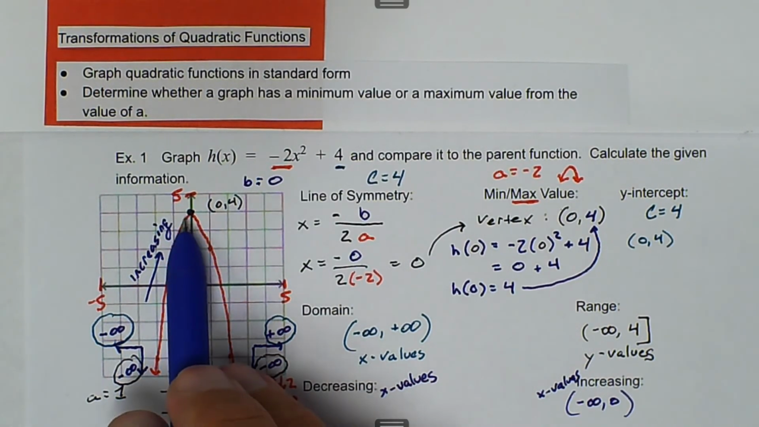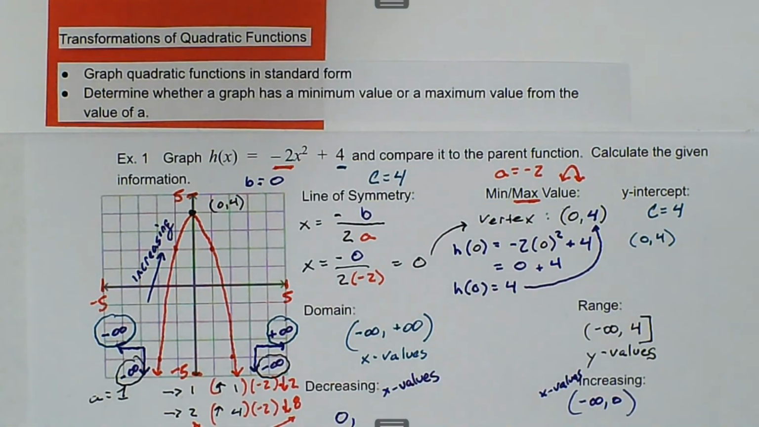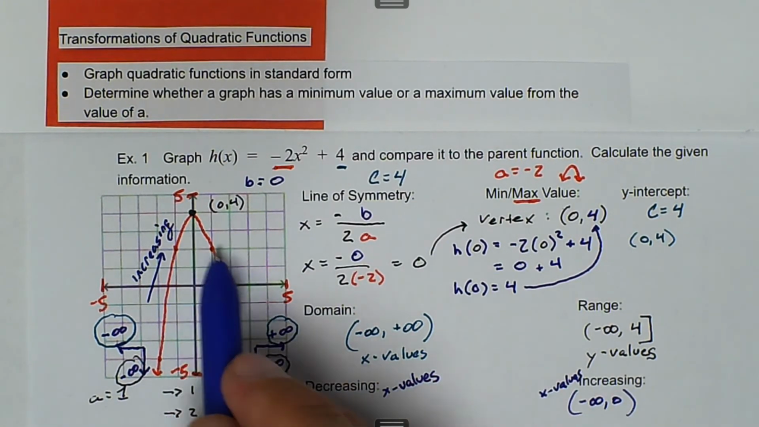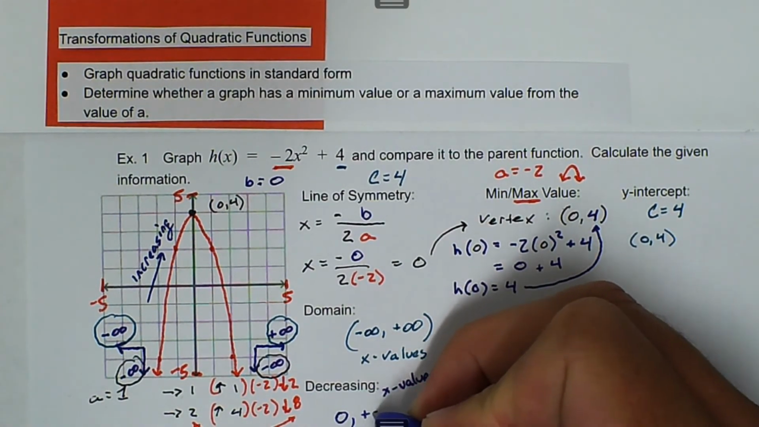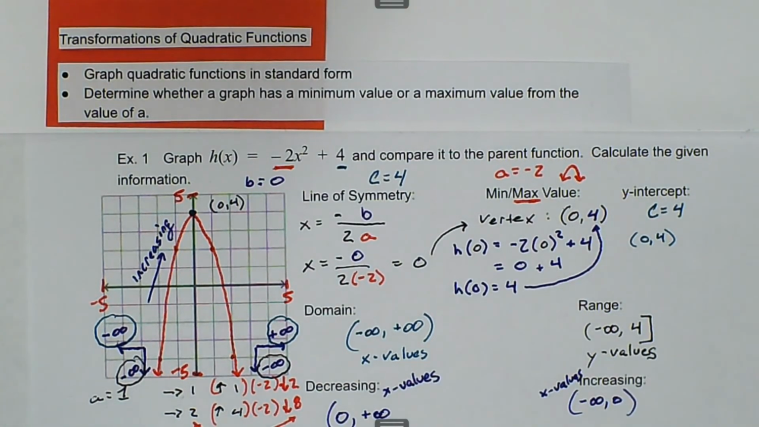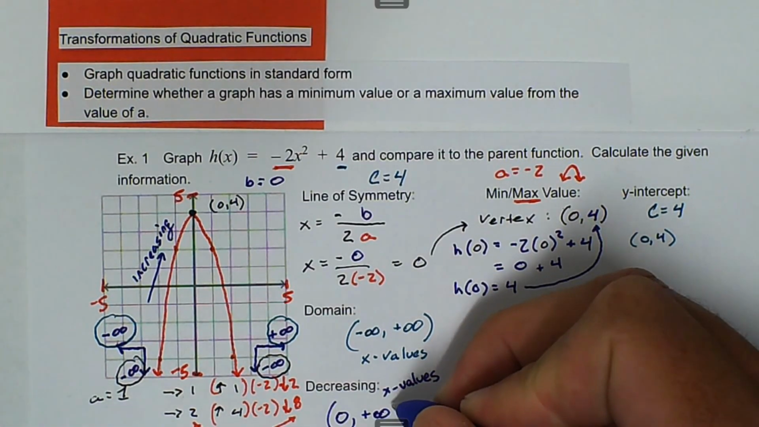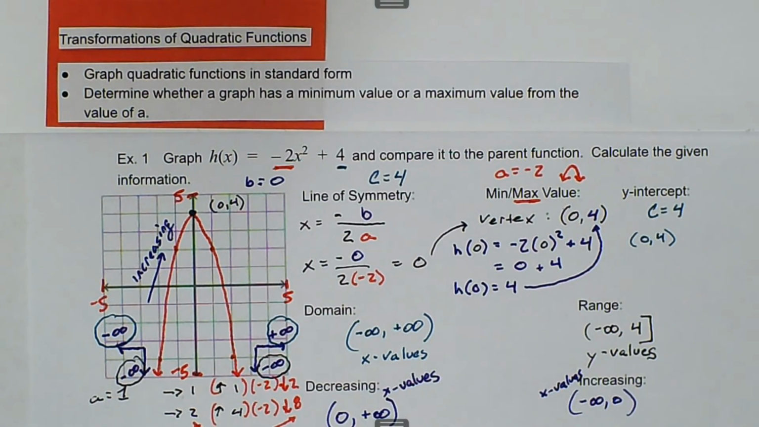Now, decreasing, it will start up immediately at 0, and then it will go all the way to +infinity because it's going to decrease and keep going and keep decreasing. So that goes to positive infinity. We don't include 0 because that has a slope of 0, and we don't include positive infinity because we can never count that high.